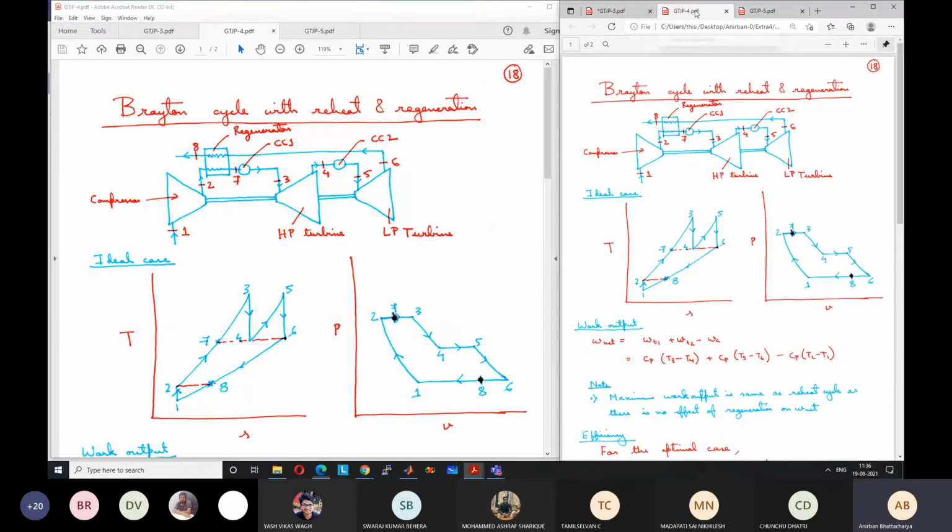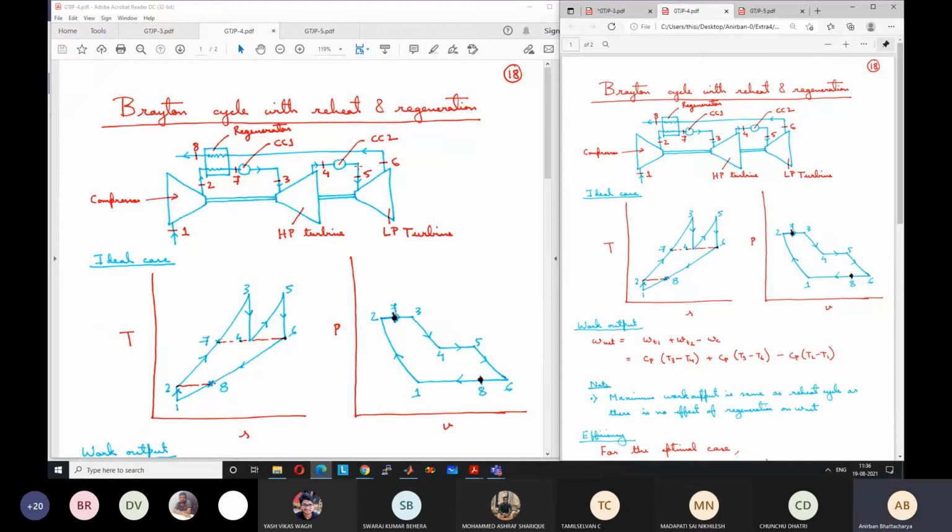So then otherwise we will go to the next cycle, the next modification, which is a combination of reheat and regeneration. So this combination of reheat and regeneration is a very effective process. Why is this so? If you compare it with a simple Brayton cycle with regeneration only, or a Brayton cycle with reheat only, if you combine reheat and regeneration, this becomes very effective.